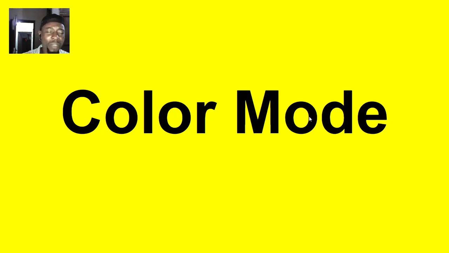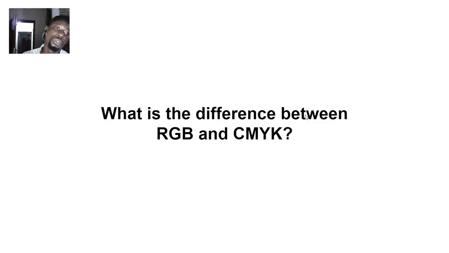Then the next thing you need to know again is your color mode. Your color mode is very, very important. You don't want to go printing if you don't understand your color mode. You might get into trouble when delivering your print to your customer. So it's important that you understand the difference between RGB and CMYK.